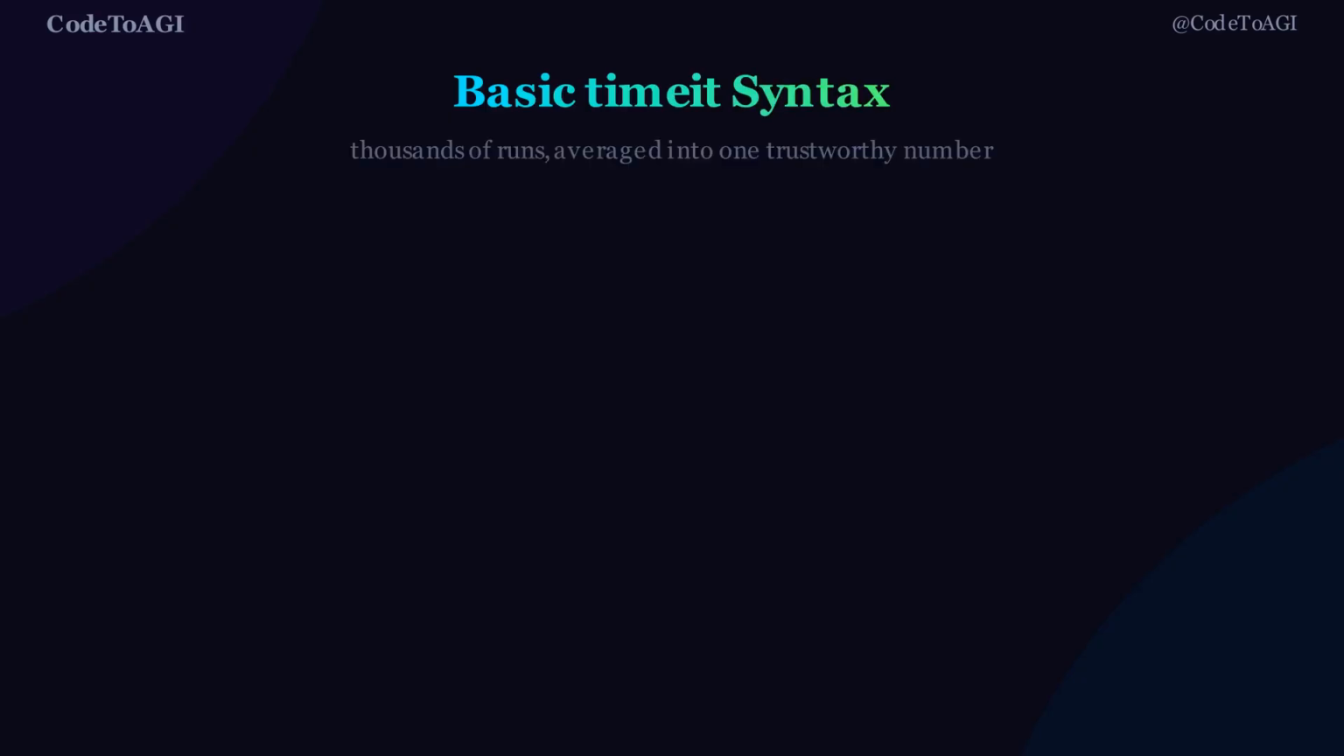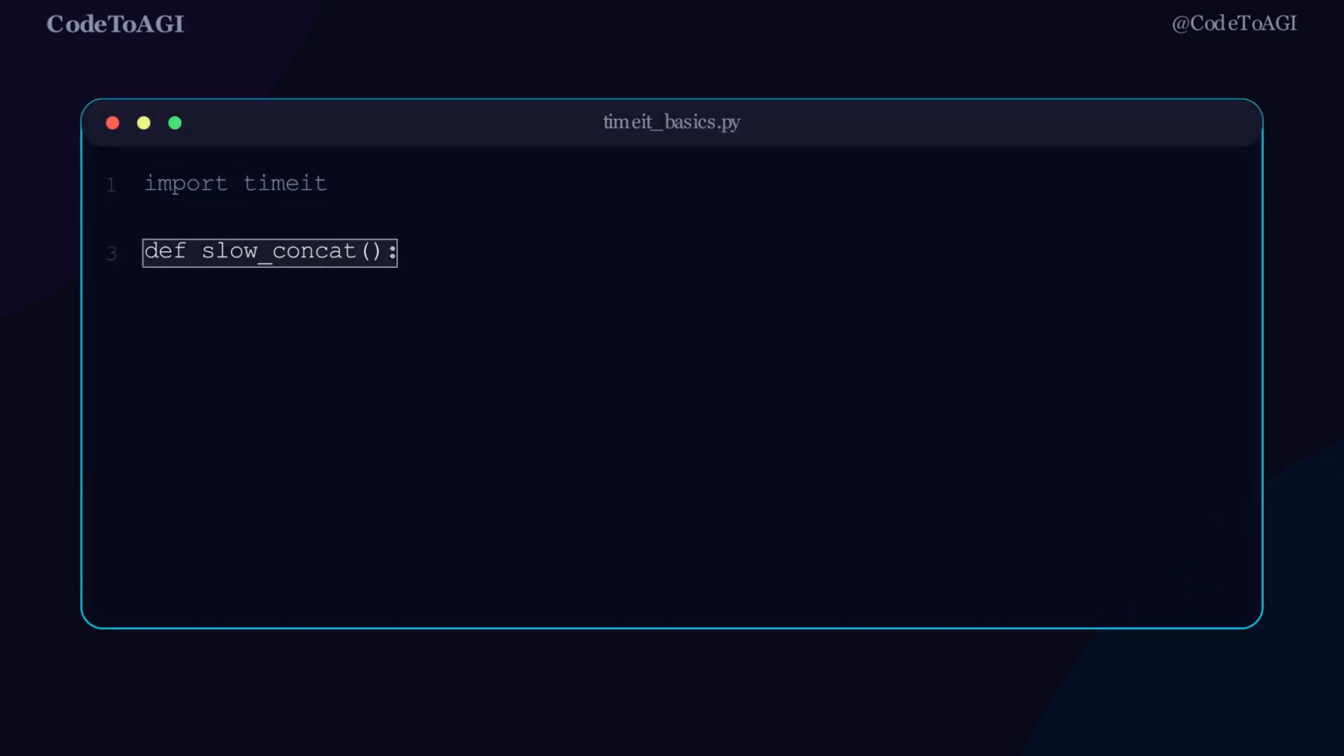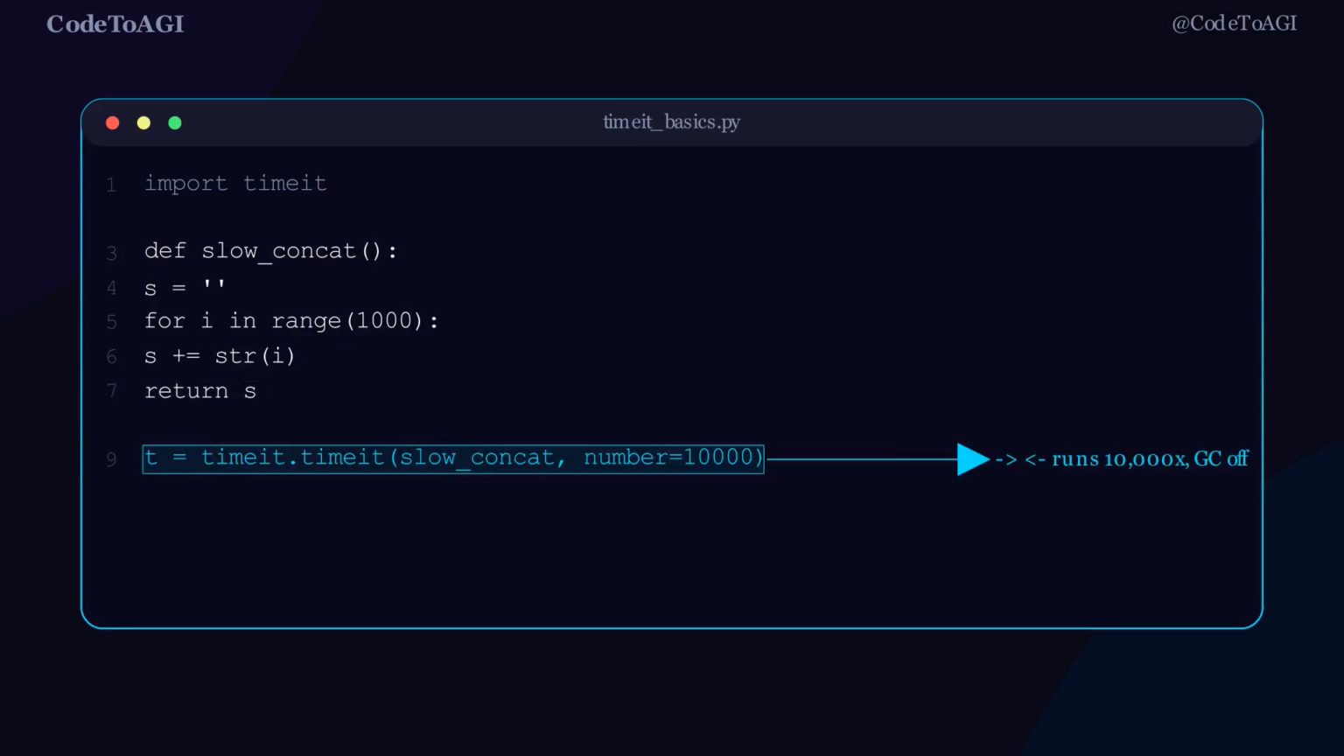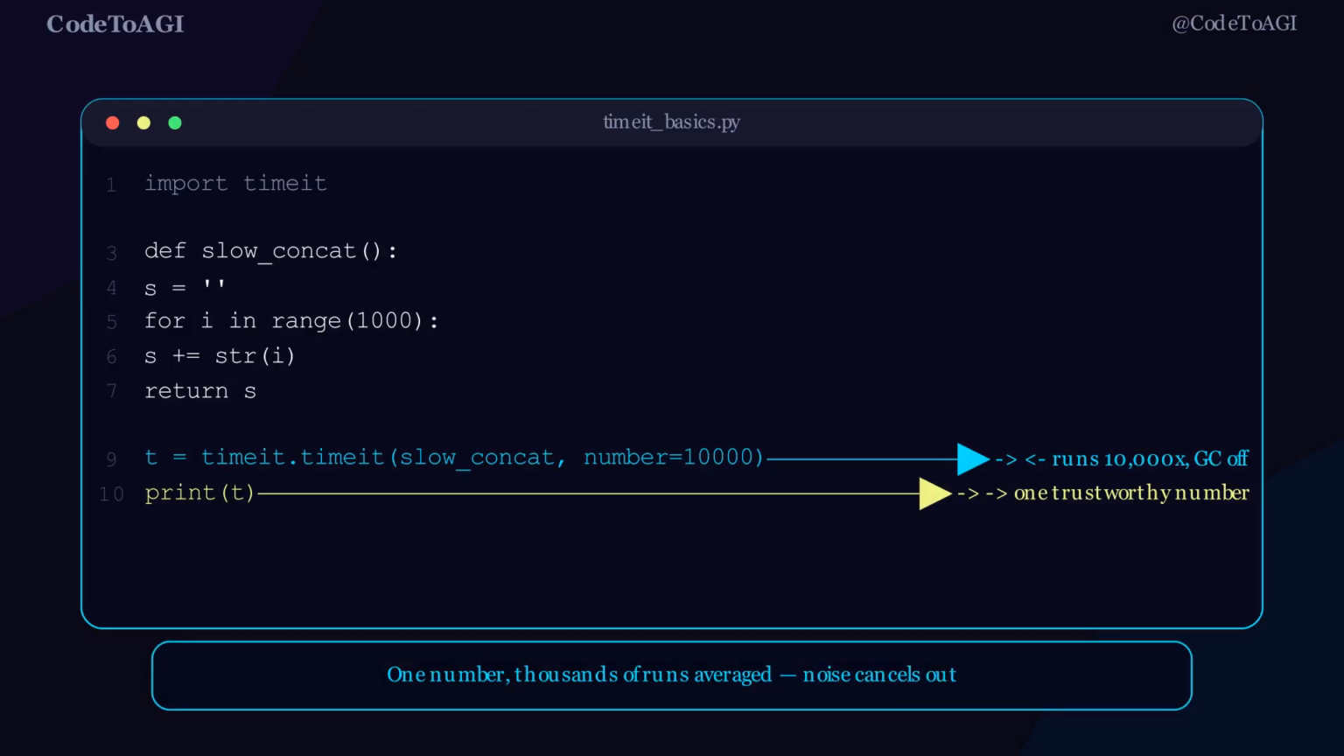timeit runs your code thousands of times automatically, so it averages out noise from one single slow run. It even disables garbage collection during the test. Pass it a function and a number of repeats. It hands back one trustworthy number, total seconds. Perfect for comparing two small snippets fairly.